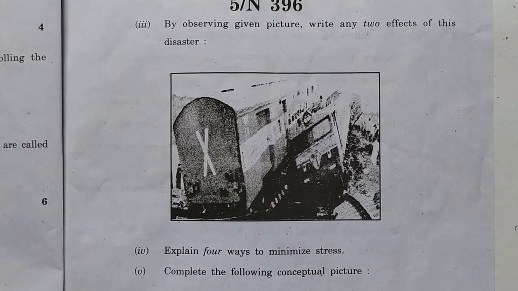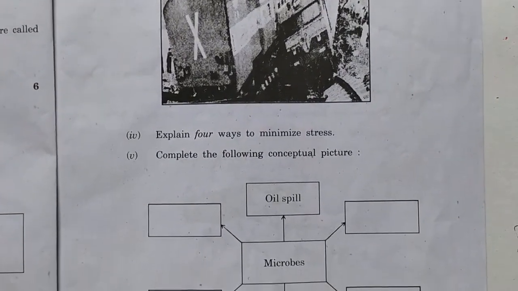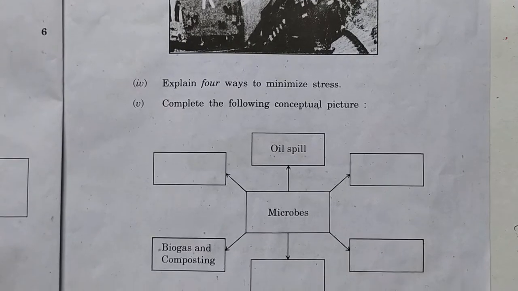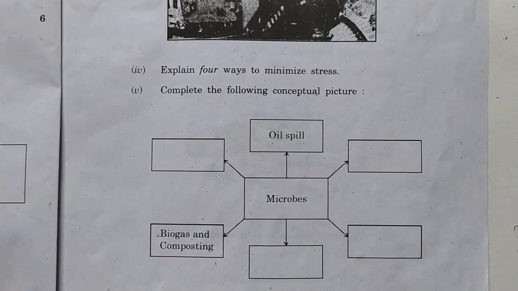After that the fourth one is explain 4 ways to minimize stress. So you have to write any 4 ways to minimize stress, and after that there is a fifth question, complete the following conceptual picture, and it is about microbes. Then you have to fill these boxes. After that let's see the next question.